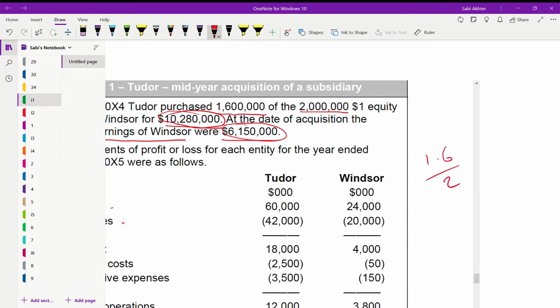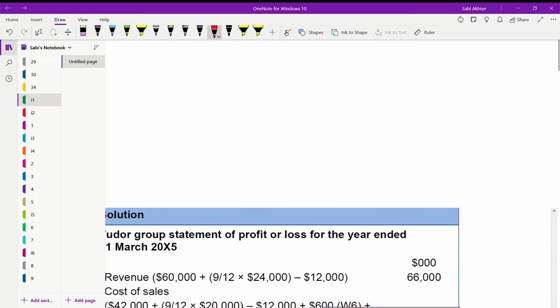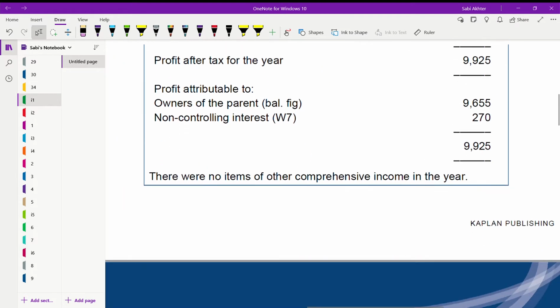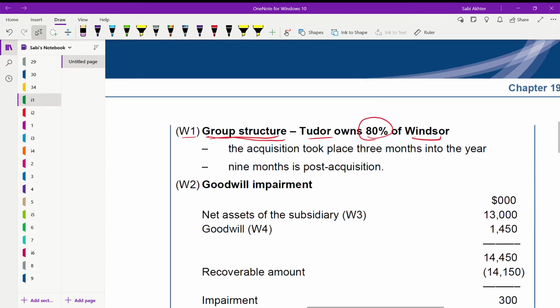1.6 out of 2 million, the percentage is 0.8, so that's 80%. This is how you find how much they have purchased out of the total equity, because you have to find it in terms of percentage. So 80%. And the acquisition took place 3 months into the year.